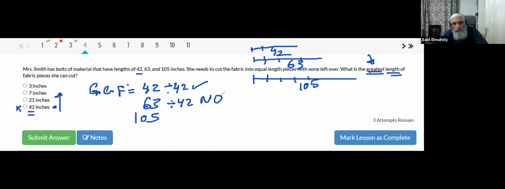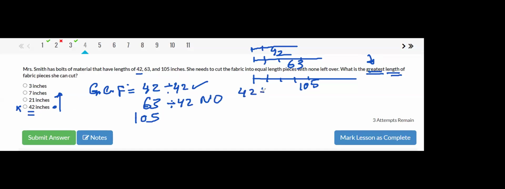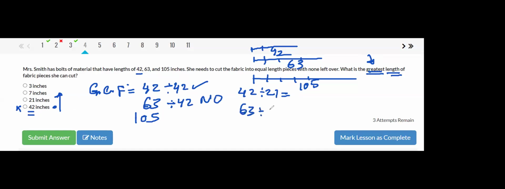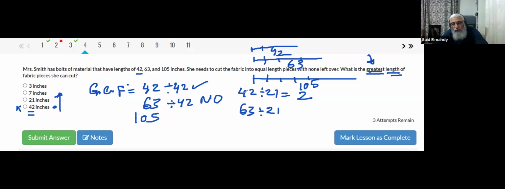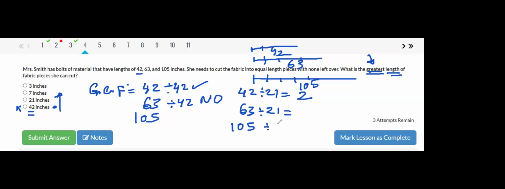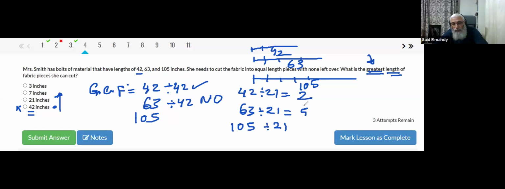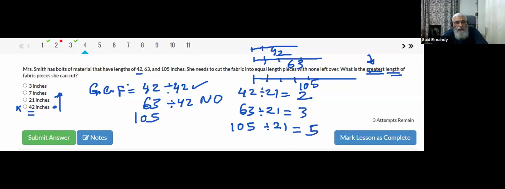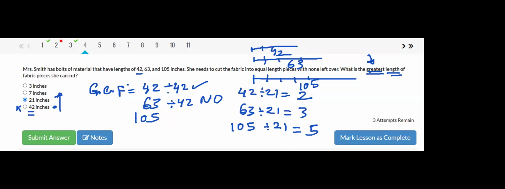What about 21? 42 divided by 21, is this a whole number? Yes, because it is equal to 2. 21 times 2 is 42. What about 63 divided by 21? Yes, because this is 3. And what about 105 divided by 21? Yes, because it is equal to 5. So the greatest common factor is 21. This is one way to solve.